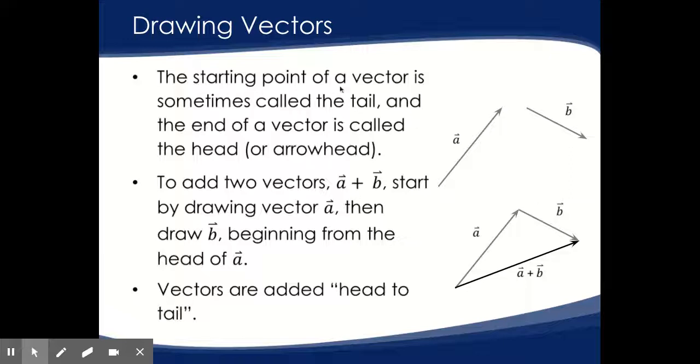So the starting point of your vector is called the tail, and then the end of the vector is called the head. So the tail would be, like, if I'm drawing vector A, the tail is where I started to draw, and the end is going to be the head. When you're adding vectors, they call it head to tail.